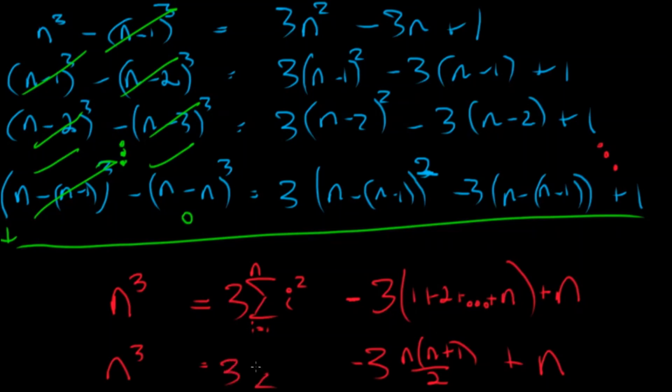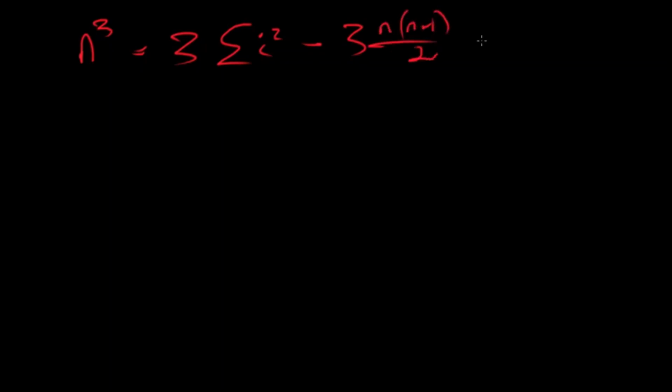So this is 3. I'm just going to write i squared. I'm going to be a little bit lazy here. But we want this sum. We know what n is. We're going up to the nth perfect square. We just need to solve for the sum of i squared. So let's go ahead and do that. We have n cubed is equal to 3 times the sum of the consecutive squares minus 3 times, what is it, n times n plus 1 all over 2 plus n. So we just need to solve for the sum of i squared.